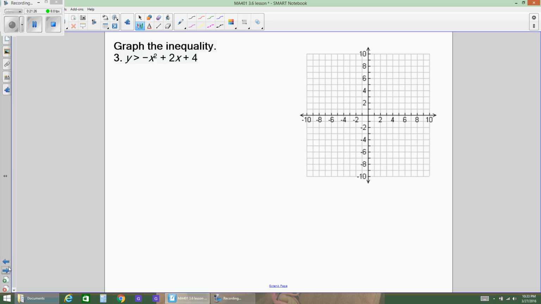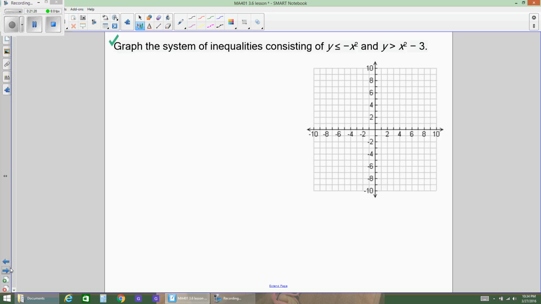Okay, let's skip this one. Let's do the system. It says y is less than or equal to negative x squared, and y is greater than x squared minus 3. All right. Well, we can see right away that the vertex is 0, 0 for negative x squared. Let me go ahead and color code these. This will be my blue function.